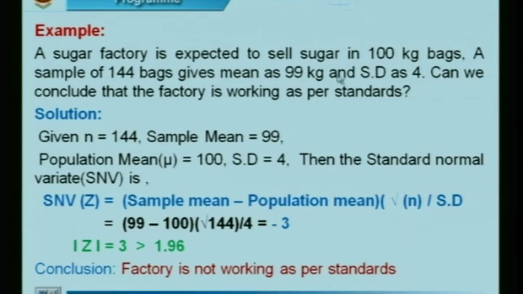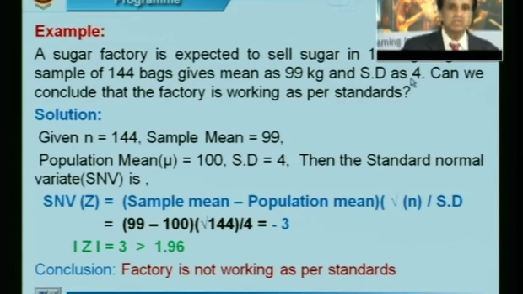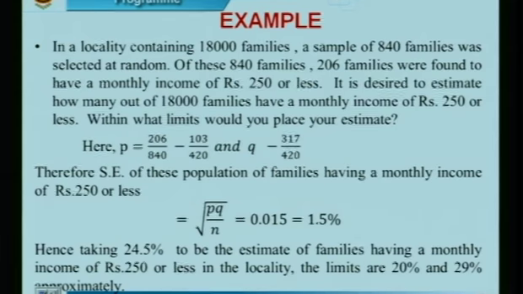And also the standard deviation, here also you can give the discussion, the standard deviation as 4. This standard deviation is also not up to the expected level, that is, it has got a higher value. Therefore, from these two, theoretically itself you can declare the factory is not working as per standards. So this is another situation we have taken.